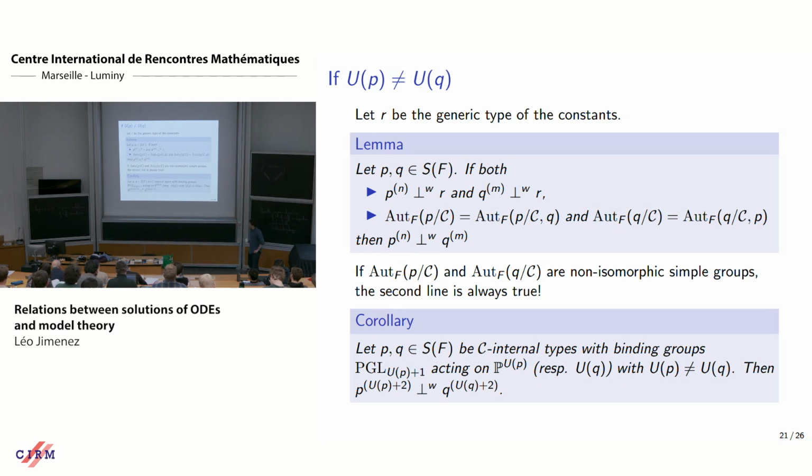Right, so if P and Q over F are C-internal types with binding groups PGL U(P)+1 acting on P^U(P), right? And same thing for Q with different ranks, then we get this already for free, just from this lemma and the fact that these groups are simple, not isomorphic. Okay?